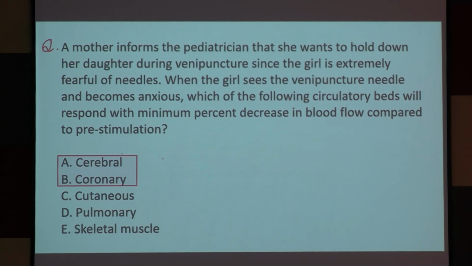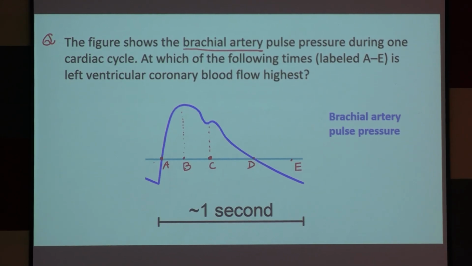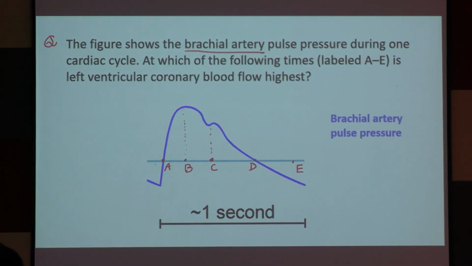cerebral and coronary circulation. Now come to coronary circulation. You will be able to answer this question after this session. So I am skipping this slide, but please read out the question.